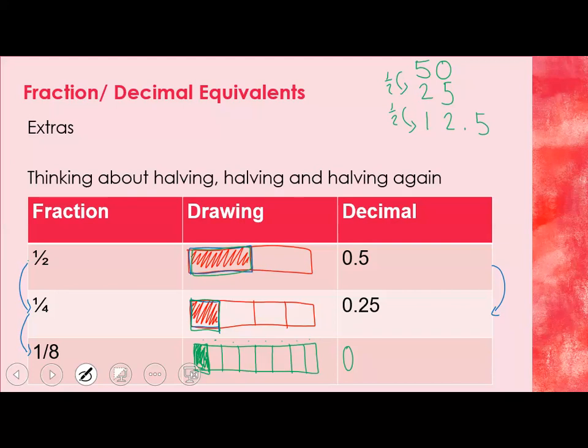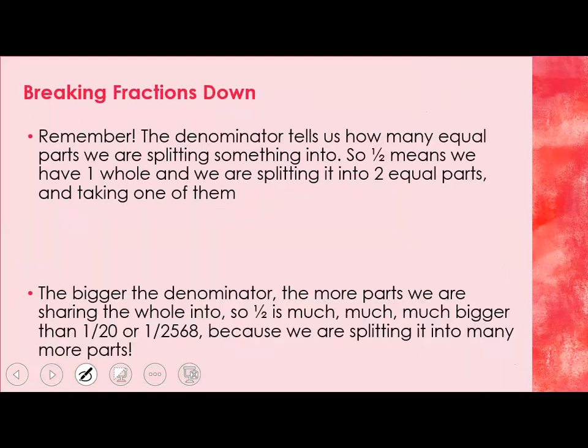So I can see the relationship here, 50, 25, 12.5. What's the relationship going to be here then if I'm halving each time? 0.5, 0.25. Well, the answer is going to be 0.125. So this fraction decimal equivalent here might help you out in the future. 1/8 is equal to 0.125.